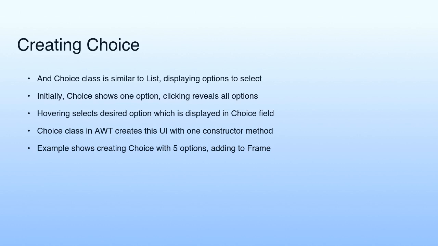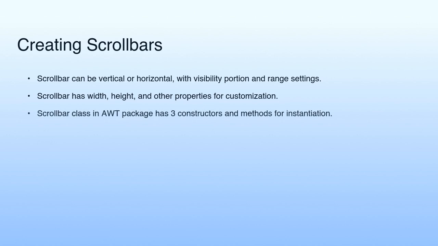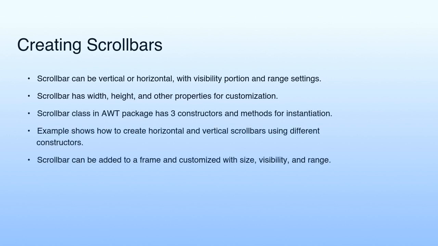In AWT, a scroll bar can be either vertical or horizontal, with settings for the visibility portion and scroll range. It has properties like width, height, and others that can be customized. The Scrollbar class in the AWT package has 3 constructors and methods for instantiation. An example shows how to create horizontal and vertical scrollbars using different constructors. A scrollbar can be added to a frame and customized with size, visibility, and range settings.